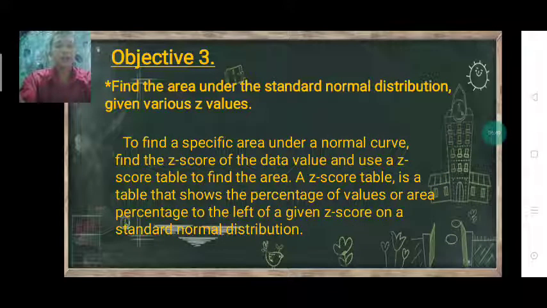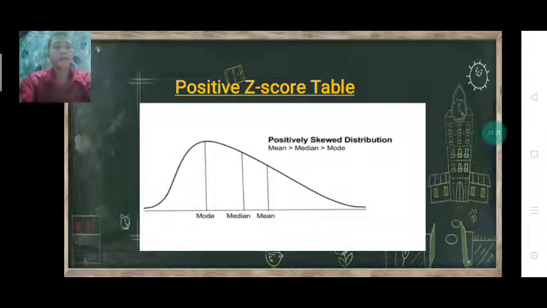Objective 3. Find the area under the standard normal distribution given various z values. To find the specific area under a normal curve, find the z-score of the data value and use a z-score table to find the area. A z-score table is a table that shows the percentage of the values, or area percentage, to the left of the given z-score on a standard normal distribution.